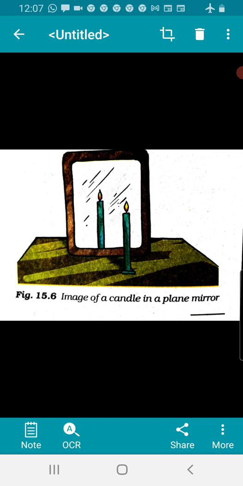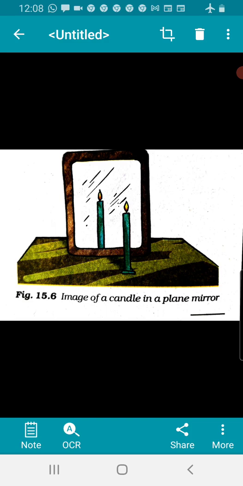Now move the candle to different positions in front of the mirror. Observe the image in each case. Was the image upright in each case? Did the flame appear on top of the candle as in the object? Such an image is called an erect image. If the object is kept erect, then the image is also erect. Now we have studied that the image formed by the plane mirror is of the same size as the object.